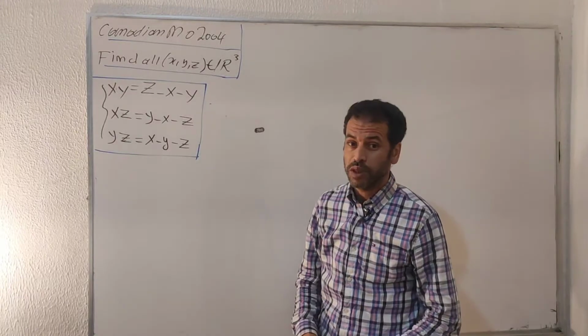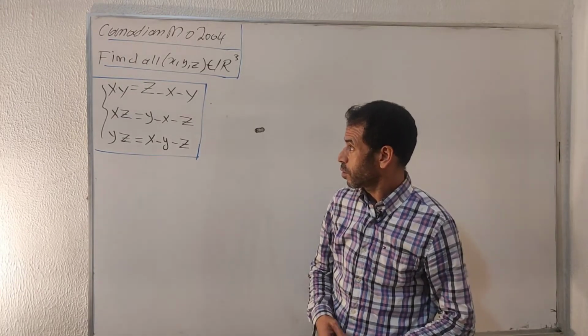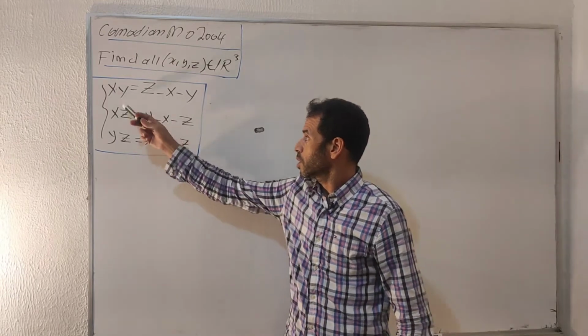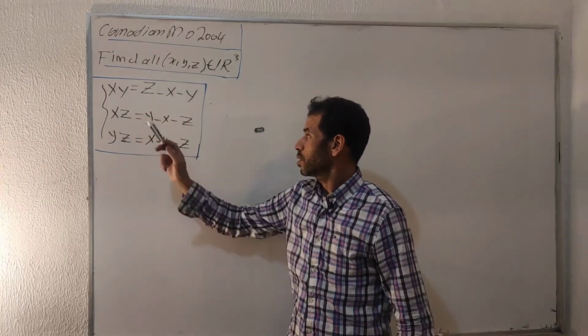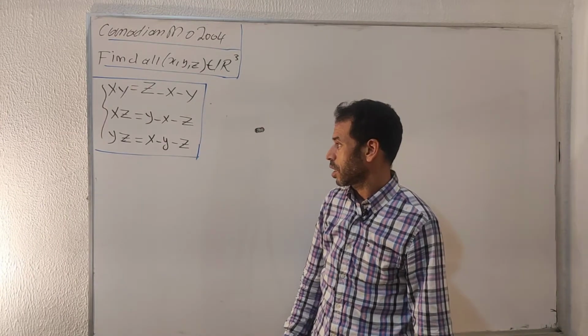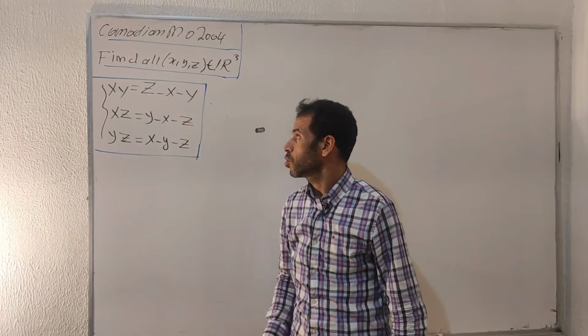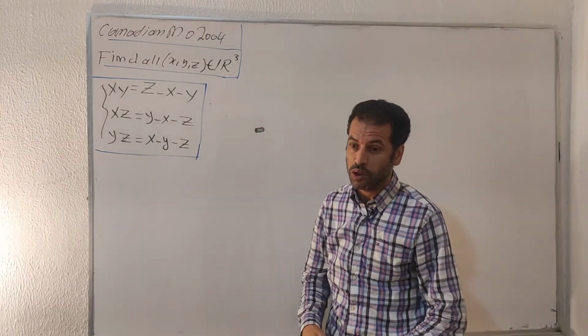Here is a nice problem coming from the Canadian Mathematical Olympiad, edition 2004. Here are the following equations. We have xy equals z minus x minus y. The second equation, we have xz equals y minus x minus z. The last one, we have yz equals x minus y minus z. The question is to solve this system of equations in real numbers.